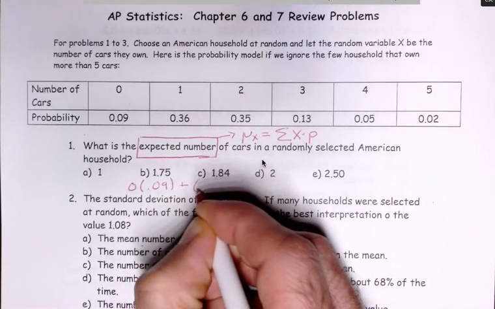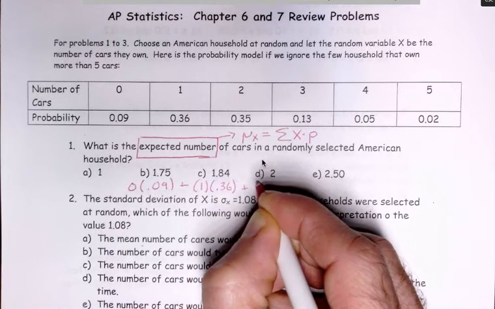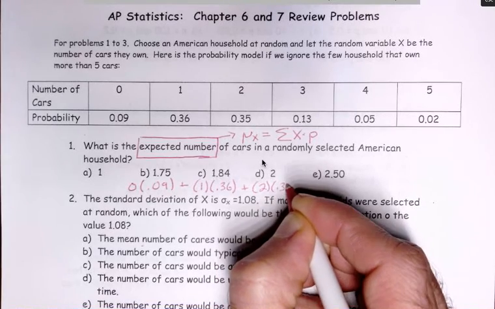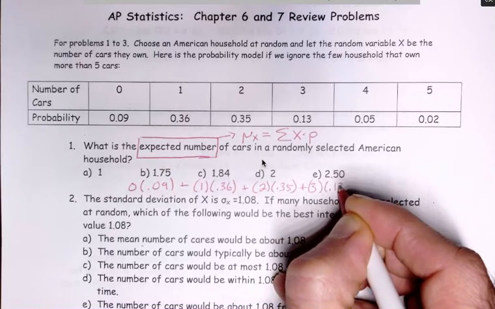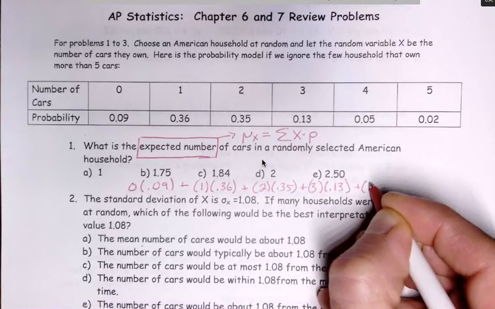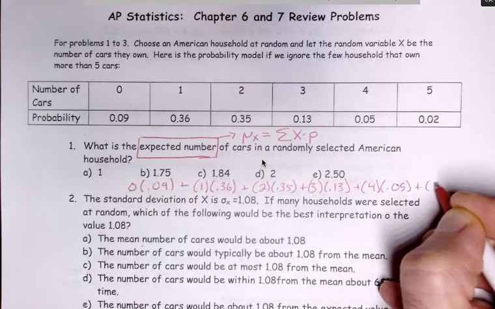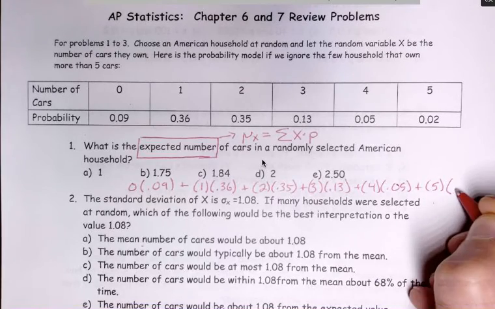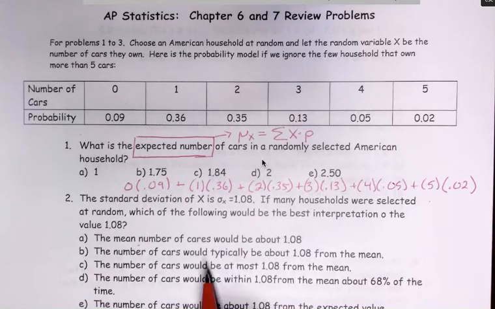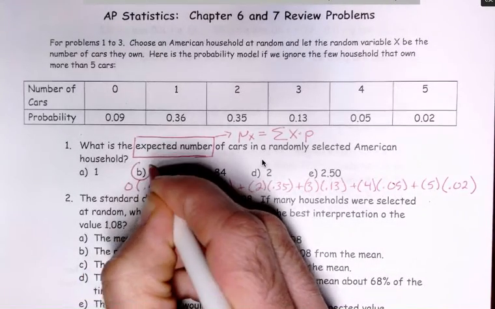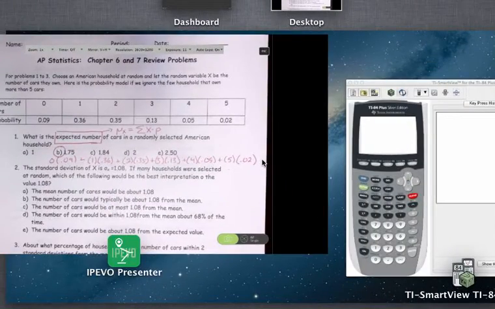Certainly not if it's a multiple choice question, but if it were a free response question, you want to show that you know to take every outcome multiplied by its probability. Here's the outcome of 1 multiplied by its probability, plus the outcome of 2 times its probability, 3 times its probability, 4 and its probability, and the last outcome, 5 times its probability. So that's what the work would look like. If you simplify that, you will get B. That answer is 1.75.